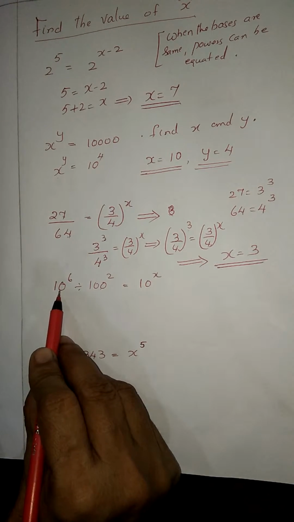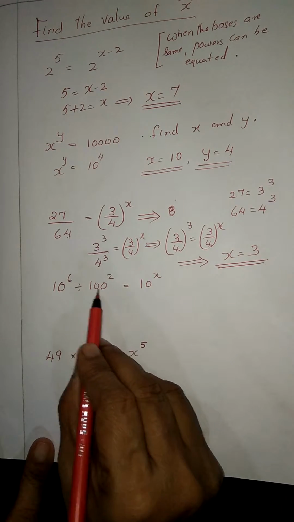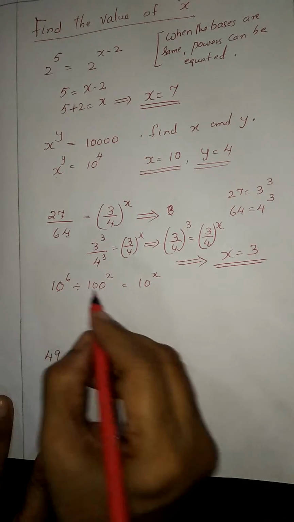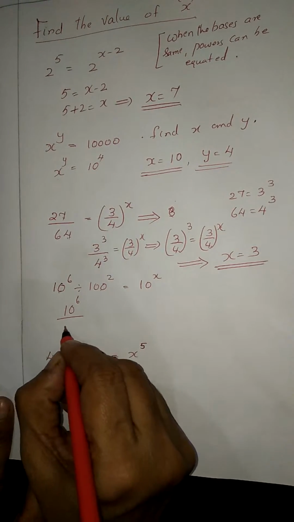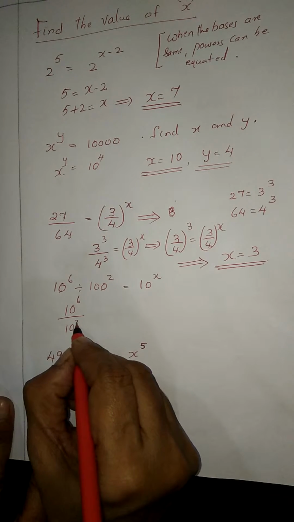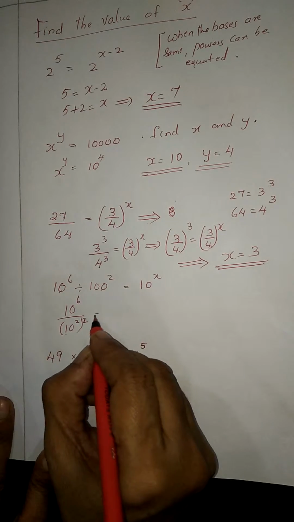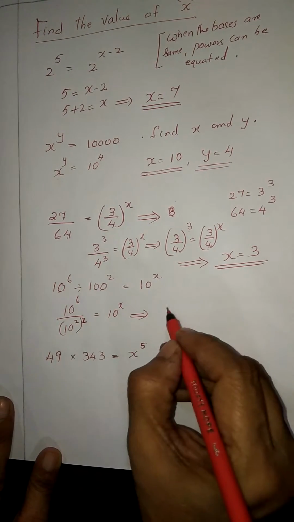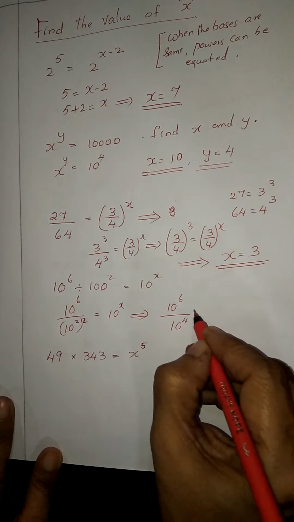Here this base is 10, this is 100 and this is 10. So now we have to convert this also to 10, then only we can use the laws. So we will write this as 10 to the power of 6 divided by 10 squared, 100 can be written as 10 squared the whole squared is equal to 10 to the power of x, from which we will get now 10 to the power of 6 divided by 10 to the power of 4 is equal to 10 to the power of x.